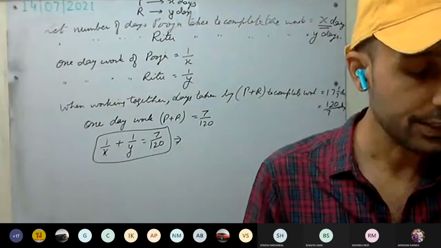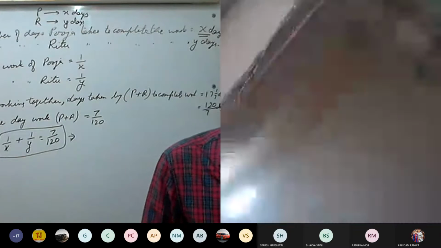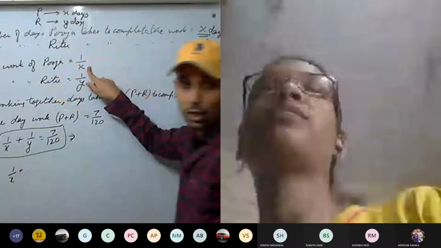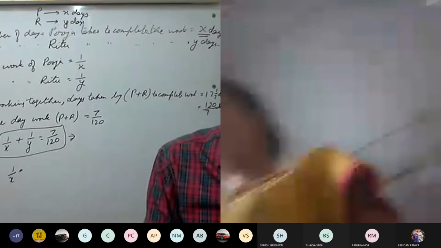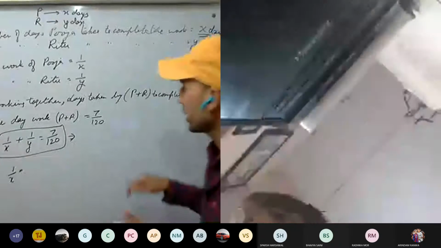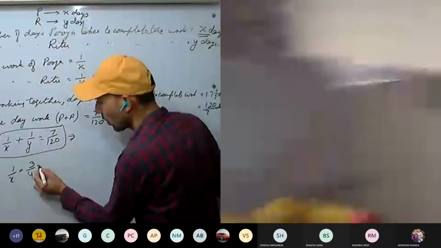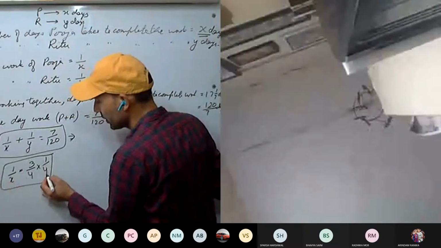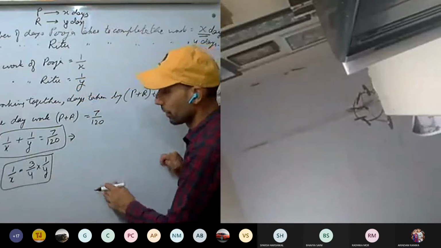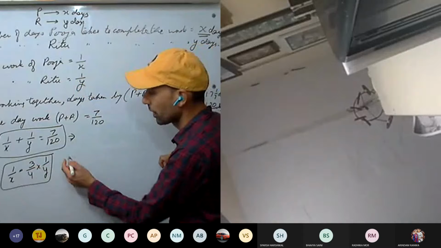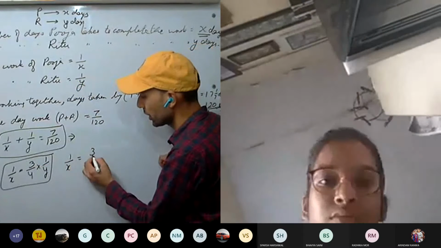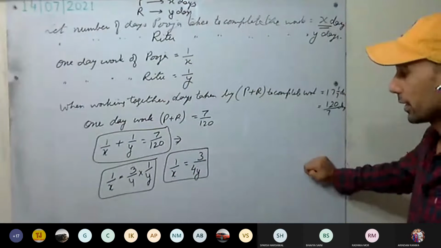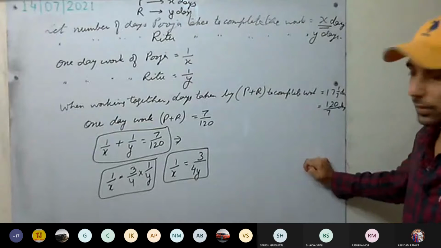If one day work of Pooja is 3/4 of the one day work of Ritu. One day work of Pooja is 1 by x. It is 3/4 of one day work of Ritu, which is 1 by y. We are getting the second relation, that is 1 by x equal to 3 upon 4y. Yes or no? We are getting the second relation.